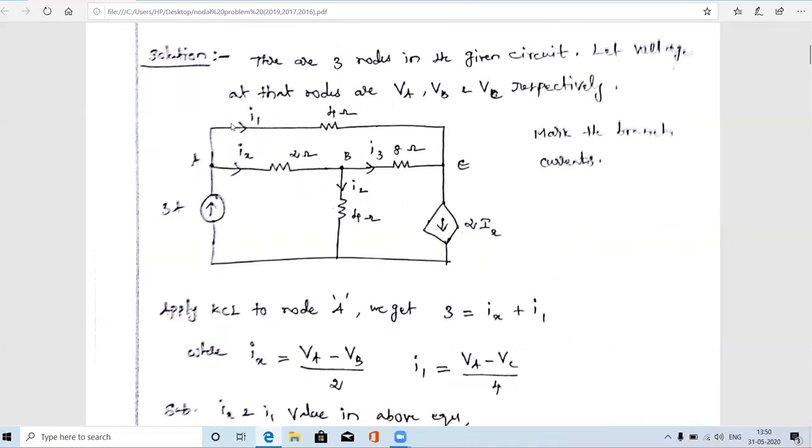In order to write the KCL equation, first we have to mark branch currents in all branches. You see in this branch, the current flowing is the 3 amps current source. Then in this branch, the current is given in the question itself: it is Ix. Mark the current flowing through this 4 ohm resistor as some variable I1. This Ix current flows here, and when it comes to node B, it is divided into two: I2 and I3. We mark the current flowing through this 4 ohm resistor as I2, and the current flowing through this 8 ohm resistor as I3.